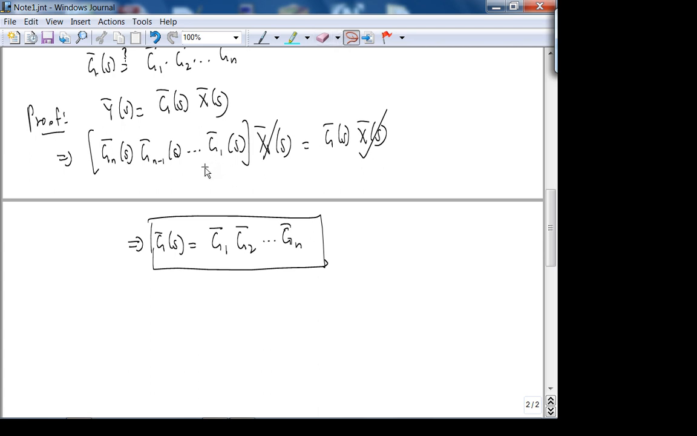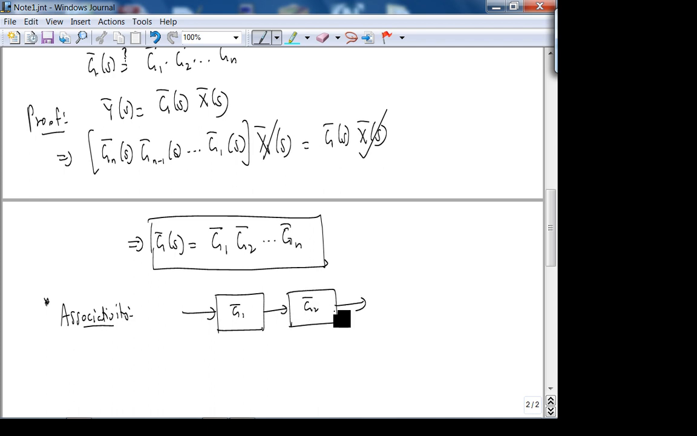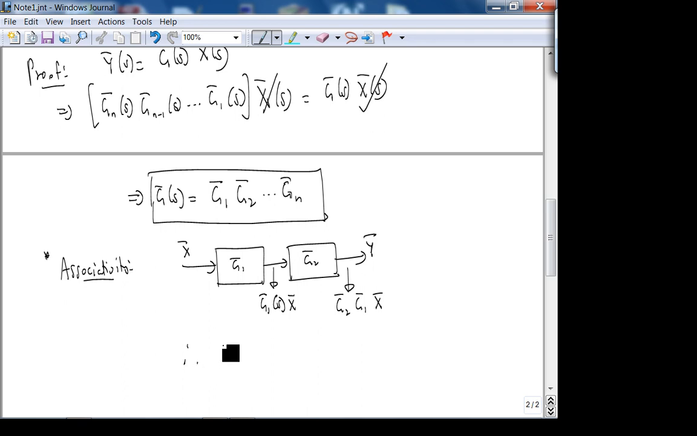Since this is just the product of transfer functions, it's associative, right? I can write it in any way I want. The point of associativity is, let's look at a very trivial example, G1, G2. If this is X, this signal is G1 of S times X, correct? The signal is G2 times G1 times X, correct? So if this was my Y, therefore Y of S is G2 of S, G1 of S, X of S, correct?